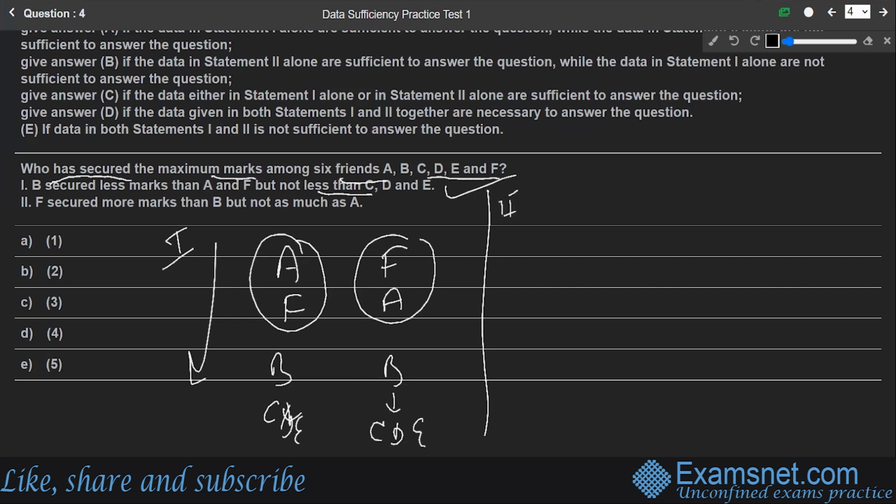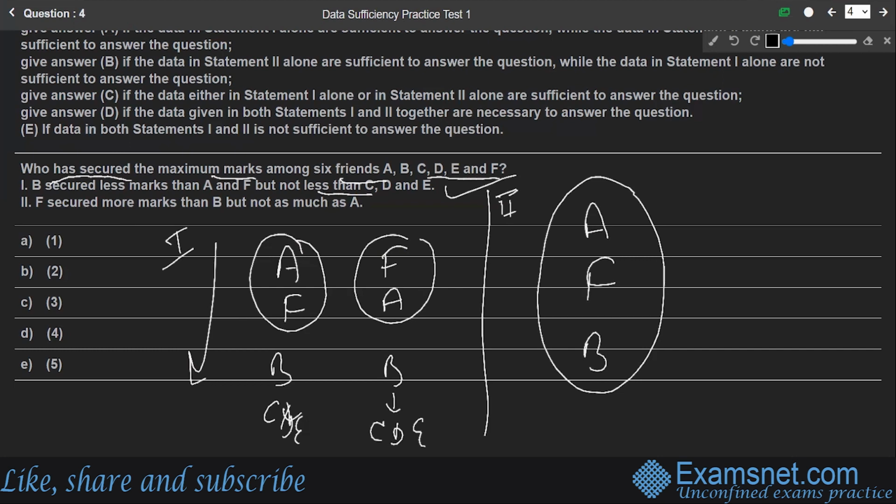Let's see statement number 2. Statement number 2 says F secured more marks than B. F has secured more marks than B. Okay, so F is above B, but he is not able to score as much as A. That means A has scored more marks than F. So clearly statement number 2 alone is not sufficient to answer, because in statement number 2 alone there is no connection of C and D given.